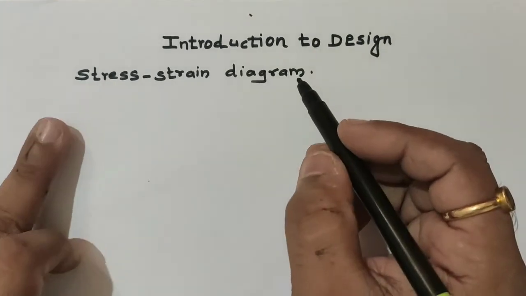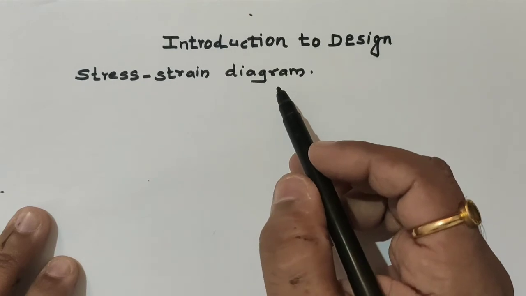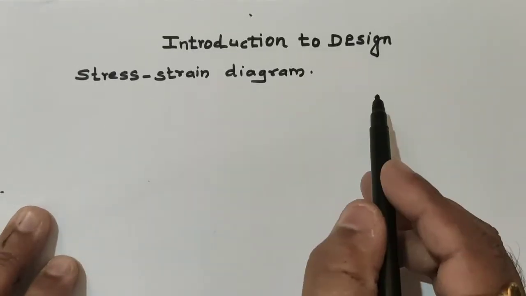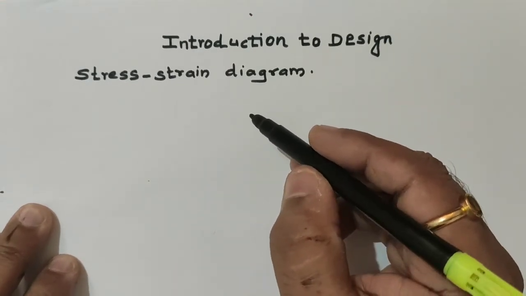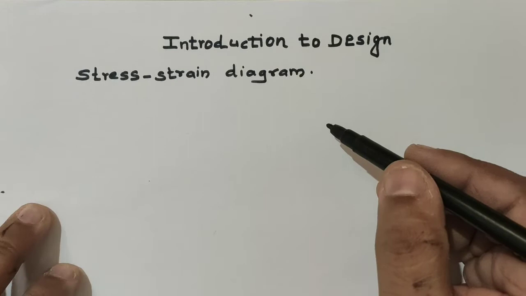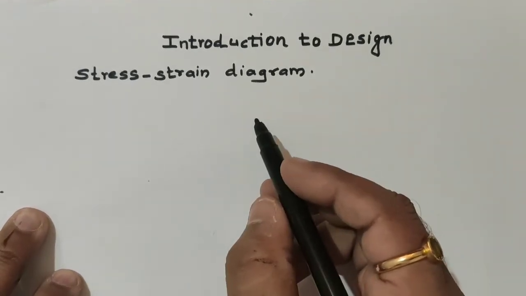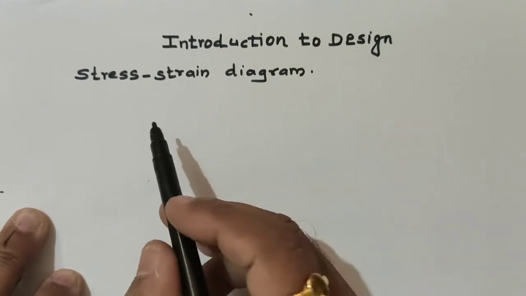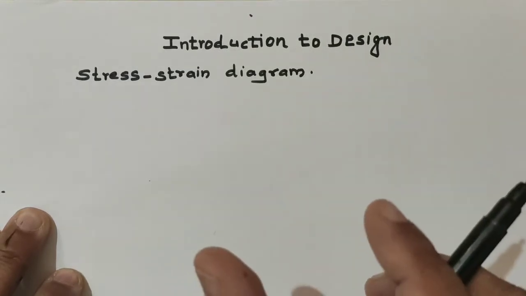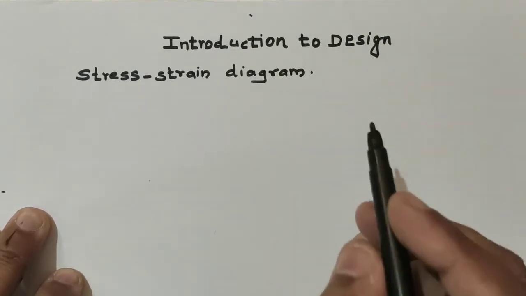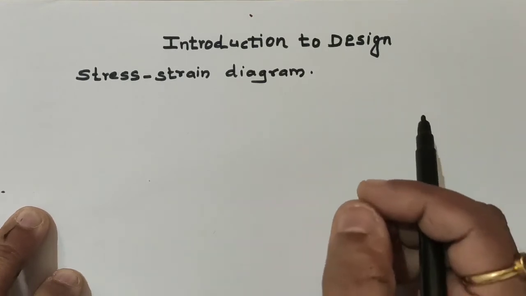Now in this video we will discuss the stress strain diagram for both materials, ductile and brittle. One by one we will discuss the stress strain diagram for ductile and brittle. The stress strain diagram is drawn by conducting the tensile test on a standard specimen of a particular material and noting the corresponding values of load and elongation until the specimen fractures.